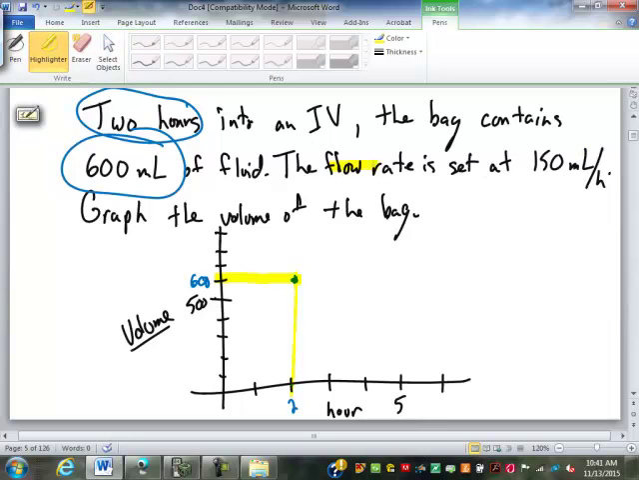From there, we are given a slope, even though it's not given specifically. The slope is the flow rate of 150 milliliters per hour. What that is saying is we're changing by 150 milliliters for every 1 hour. Is that a positive 150 or a negative 150?